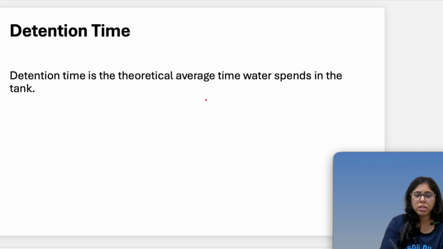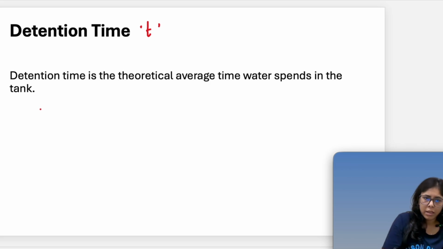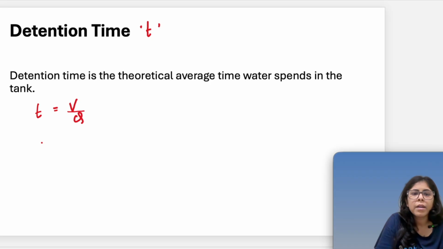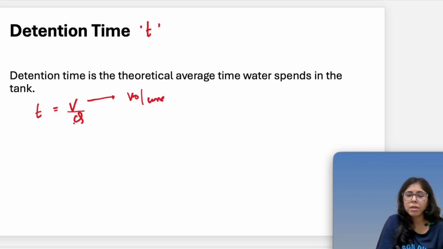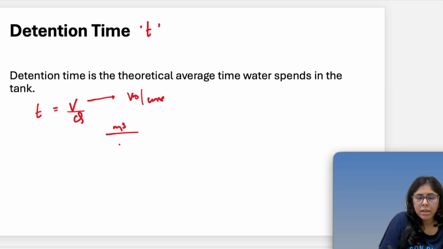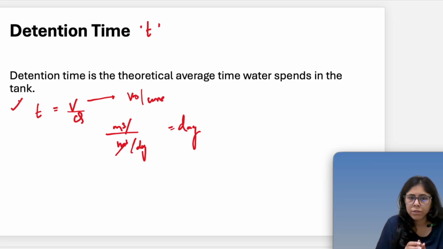Now let's talk about the detention time, which we denote by T. So T is nothing but V upon Q, where V is the volume. So it's nothing but volume upon discharge. If I see the units, volume is meter cube, discharge is meter cube per day. So meter cube and meter cube cancel out, and it comes in days. That's how we get the units of detention time.